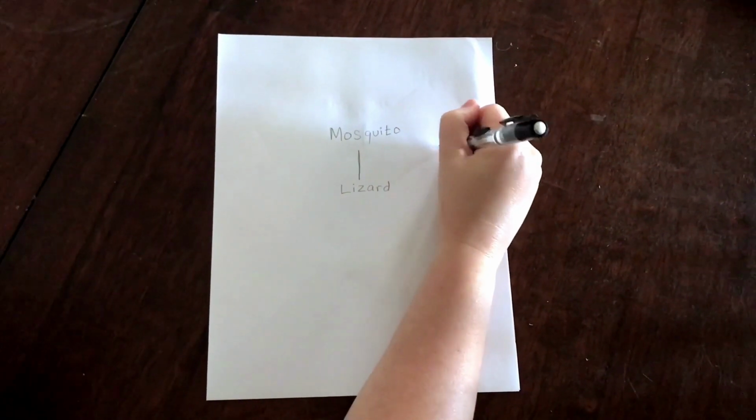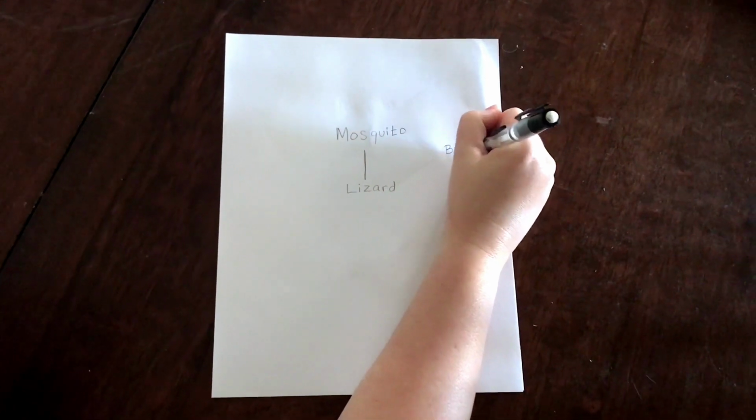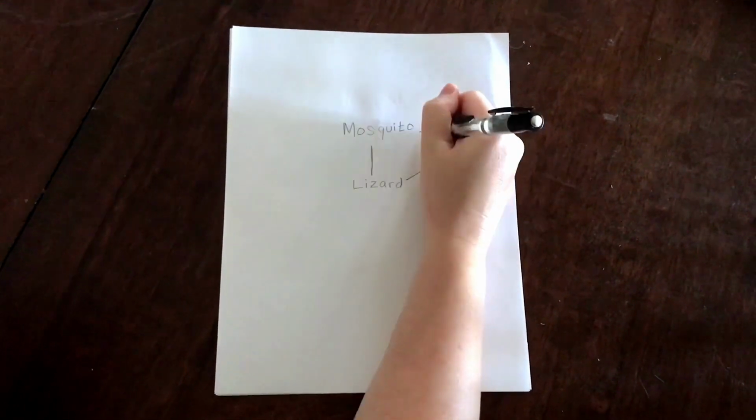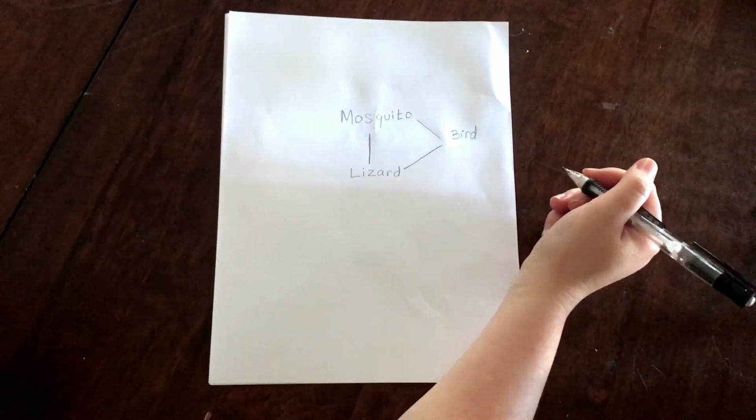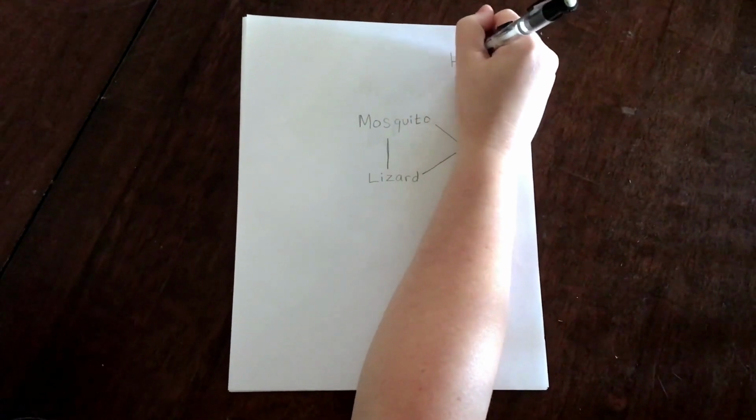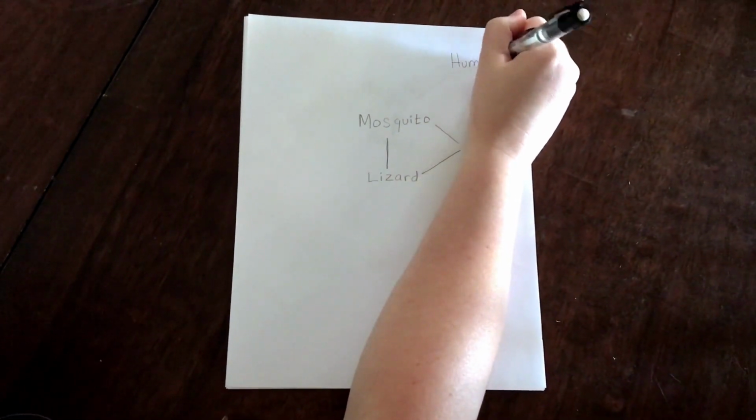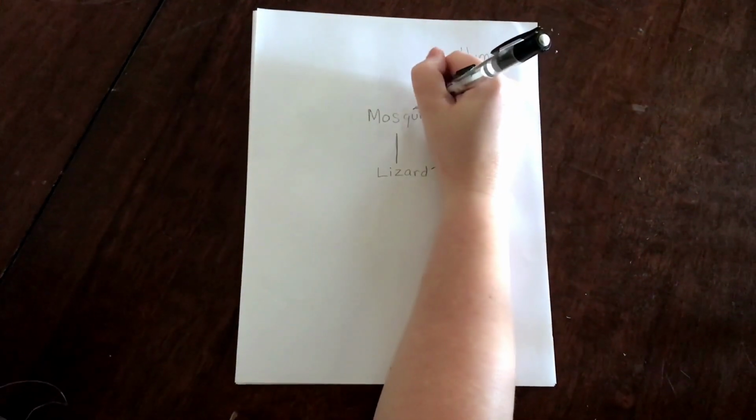The book says birds also eat insects like mosquitoes. I'm gonna add birds to my outline and draw a connecting line to both lizards and mosquitoes. I know from experience that mosquitoes feed on humans. They're always biting me in the spring and summer months. I'm gonna add humans to my outline.